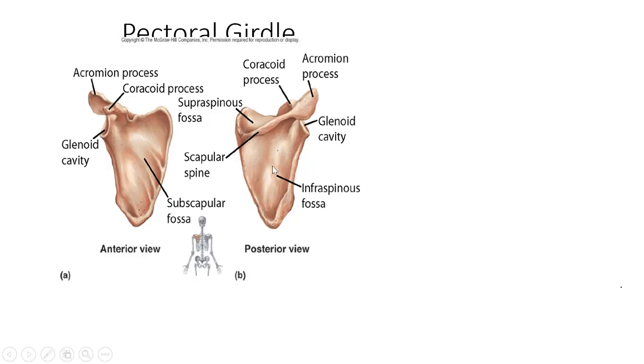In the supraspinous and in the infraspinous fossa, we have two muscles like this name: the supraspinatus muscle, and here the infraspinatus muscle. These two fossae are covered by the muscle that is like their name. So you learn in the scapula we have two fossae, anterior subscapular. In the posterior we have two fossae, supraspinous and infraspinous.